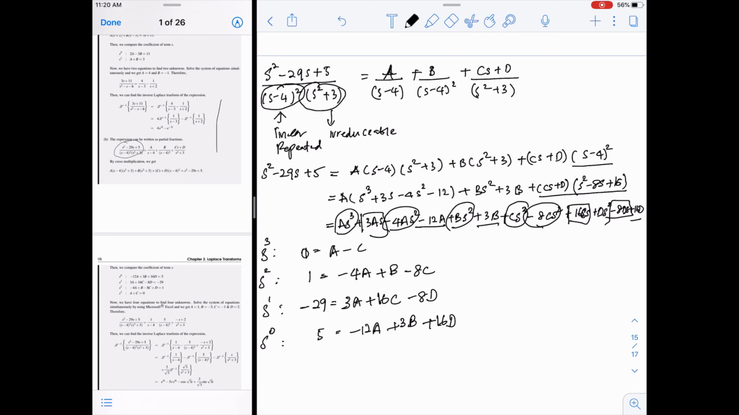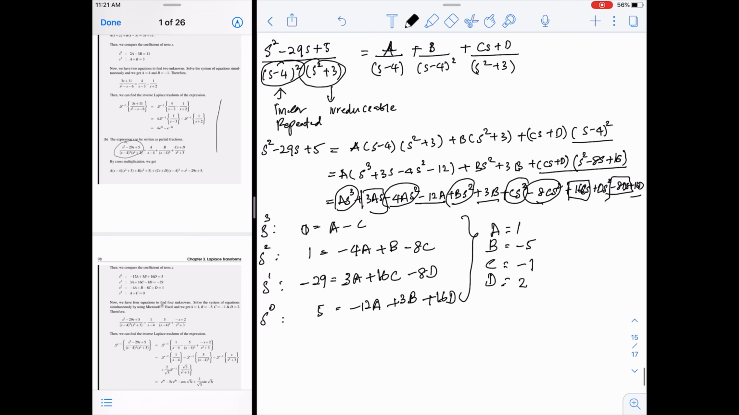Alright, so now what you need to do is find what a, b, c, d are. By using a calculator, I believe that you understand how to find it. Then you will get a is equal to 1, b is negative 5, c is negative 1, and d is 2.